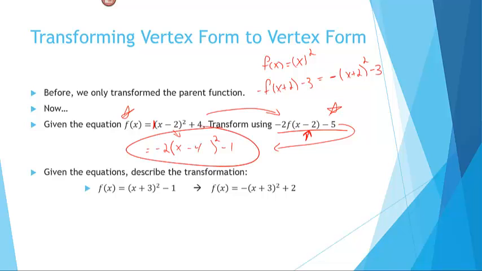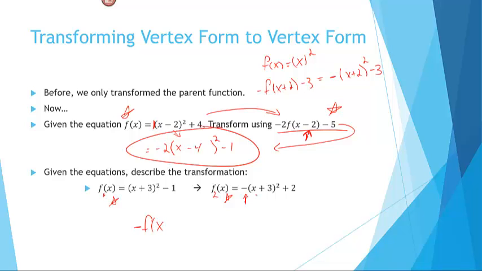Alright, not too bad. Now, given the equations, describe the transformation. Equation 1 is f of x equals (x plus 3) squared minus 1, and it was transformed into f of x equals negative (x plus 3) squared plus 2. So from this function to this function, what happened? On the outside of this one, we have a negative. Here we don't. So our transformation is going to have a negative on the outside. So negative f of x.